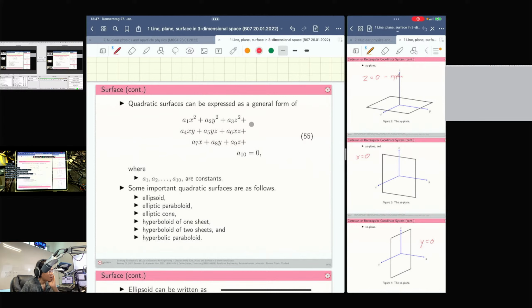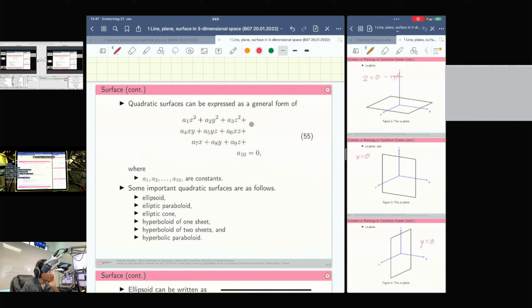The coefficients run from a0, then a1, a2, until a10. The last one is only a constant. It is the zero order polynomial term. It has no variable x, y, or z. We have 10 coefficients here, and a1 until a10 are known as the constants, or coefficients, you can say.